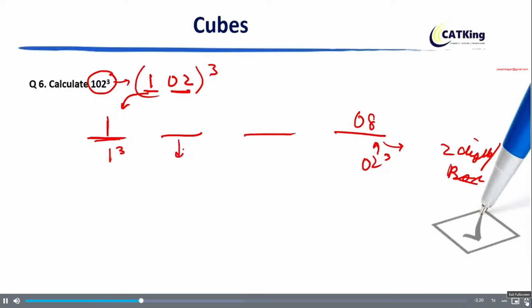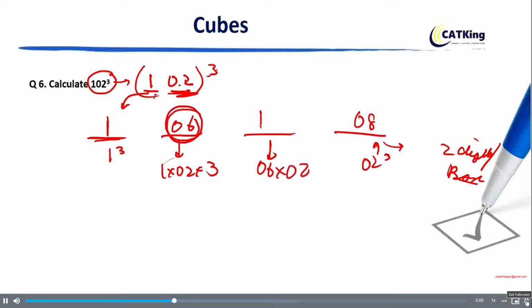In this box, what will come? 1 into 02 into 3. Just multiply all this. 1 into 02 into 3, which is 06. Not 6, 06. Whatever you have got here, 06, multiply this with the second digit, which is 02. So 06 into 02, which is 12. This is your answer. 1061208. Simple answer. With practice, you will solve it in 5 seconds, guys.